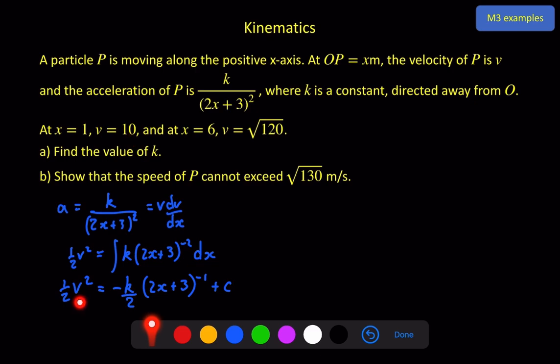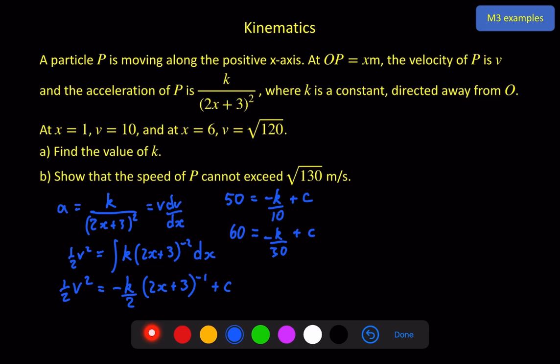So v is equal to 10, that's 10 squared is 100, divided by 2 is 50 on the left. And on the right we've got x is equal to 1, so that's 2 plus 3 is 5, but that's minus 1, so that comes down, multiplies by the 2, so we've got minus k over 10 plus c. Our second expression, when v is equal to the root of 120, squaring that is 120, divided by 2 is 60, and on the right x is 6, so that's 12, 15, bring it down, combine it with the 2, is minus k over 30 plus c.